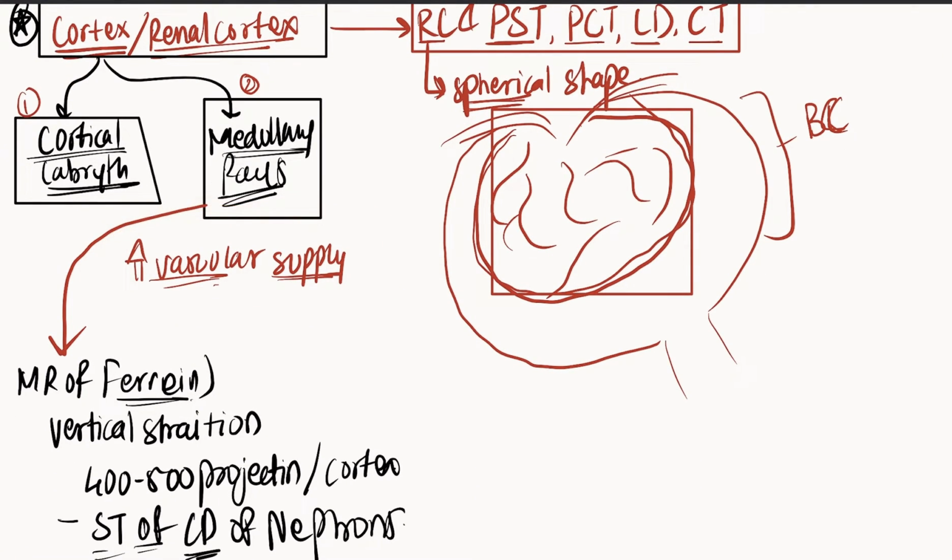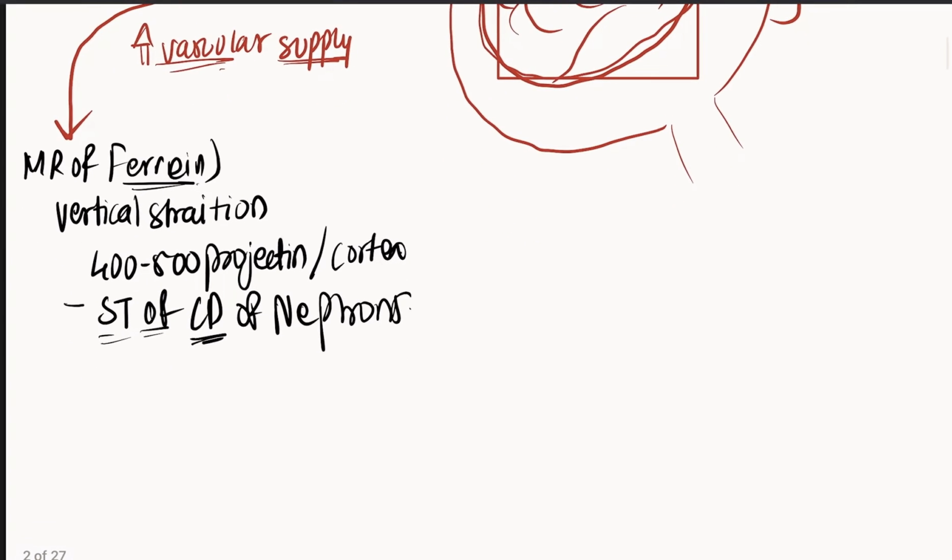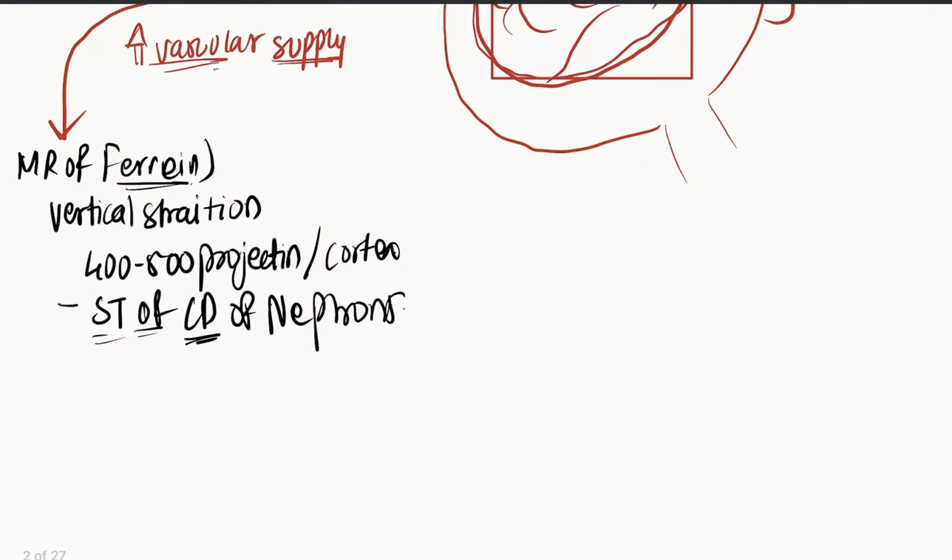The cortex is divided into two structures: the cortical labyrinth and the medullary rays. Medullary rays are also called MR, the medullary rays of Ferrein. They show vertical striations, 400 to 500 of them, projecting toward the cortex, and consist of straight tubules and collecting ducts of nephrons.